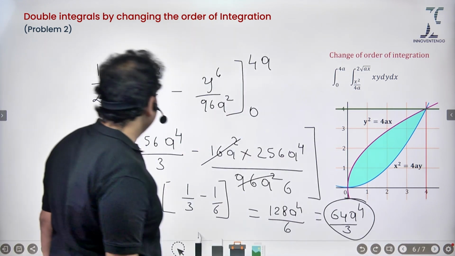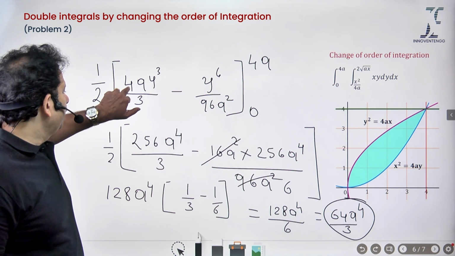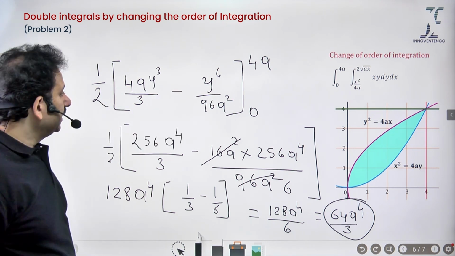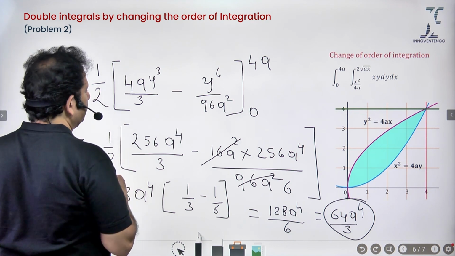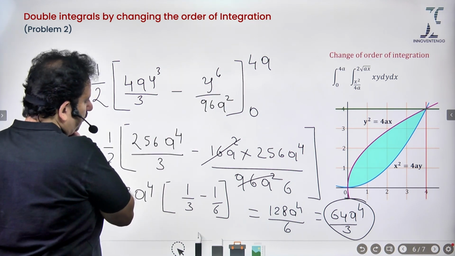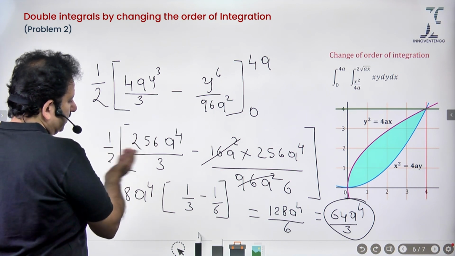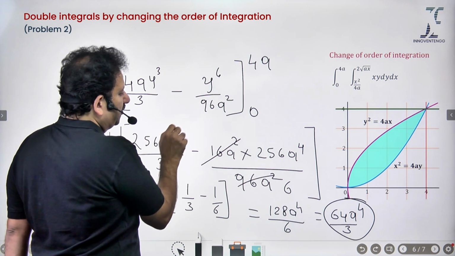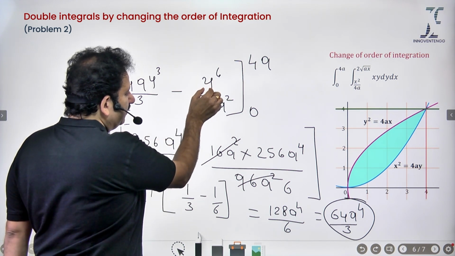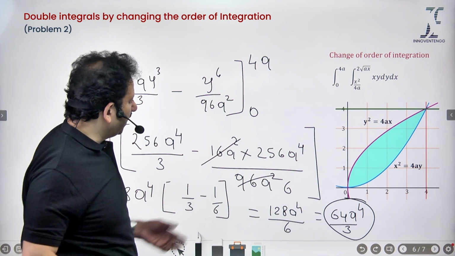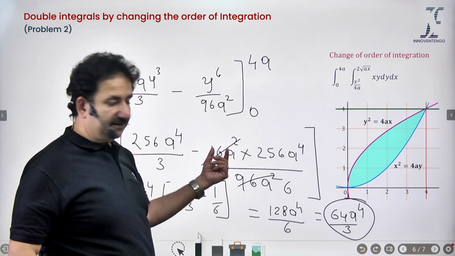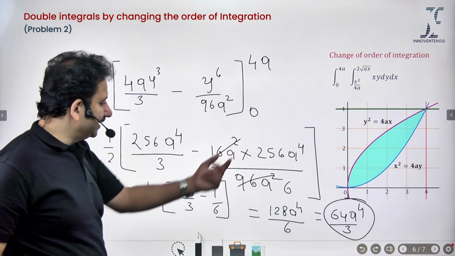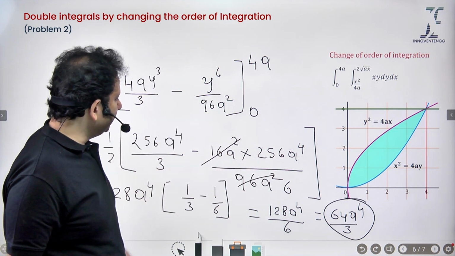And once that is done, what happens? You get 4ay cube by 3, y power 6 by 96 a square. Now here I'll tell you one simple trick that you can employ. 4a cube, you know, that is 64. 64 into 4 is 256 a power 4. But here, since it becomes complex, what you can do is split it as y square into y power 4. Y square will be 4a square, which is 16 square, and y power 4 is 256, just like this, a power 4. And here you have 96a square.